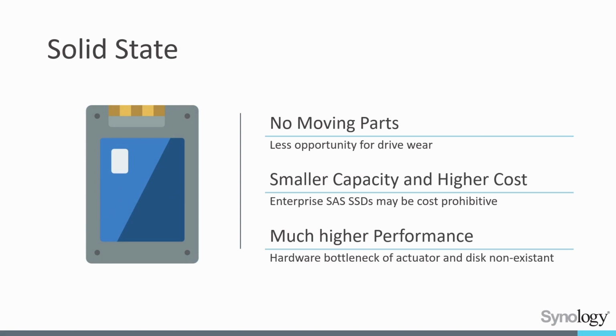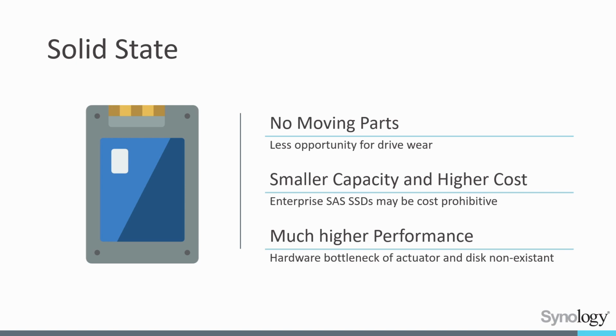Solid state drives, on the other hand, have no moving parts. So of course, there's less opportunity for the drive to wear mechanically. There's no actuating arm, and there's no motors spinning up at all inside of the SSD. It's all electronic. So less chance of it wearing down in the same way that hard drives actually wear out.